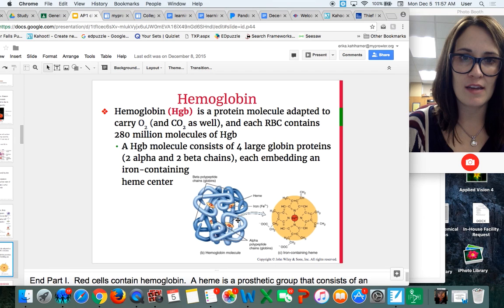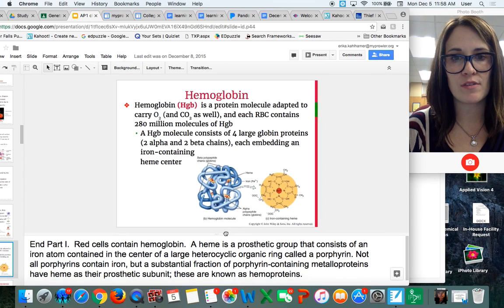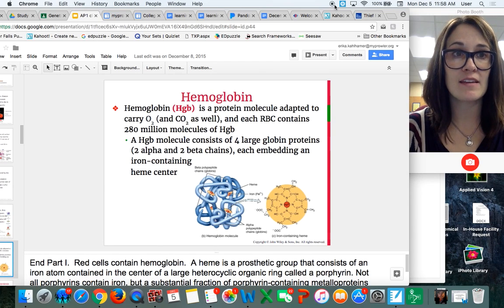So it contains a heme portion and an iron portion. 1, 2, 3, 4. So that's the protein, and there are many hemoglobin molecules in every red blood cell. And that is the end of Part 1.